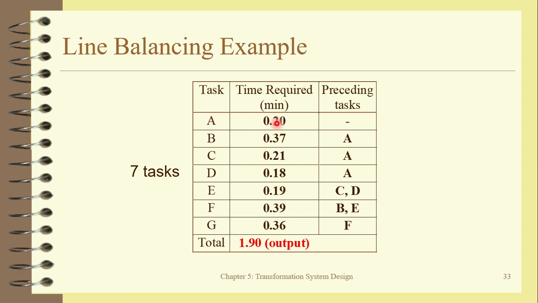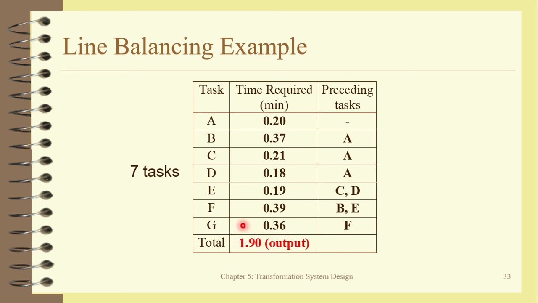Each task has its operation time, or the time required to complete the task. Like task A requires 0.2 minutes, task B requires 0.37 minutes, and the total task time of 1.9 comes from 0.2 plus 0.37 plus 0.21 until plus 0.36, and we got 1.9.